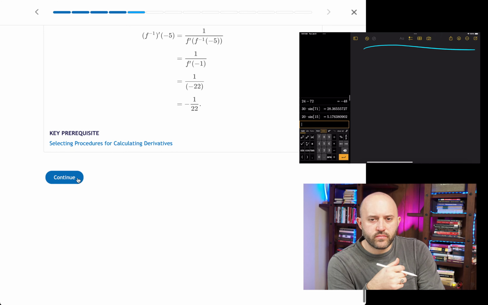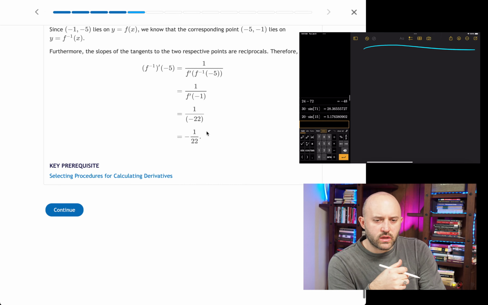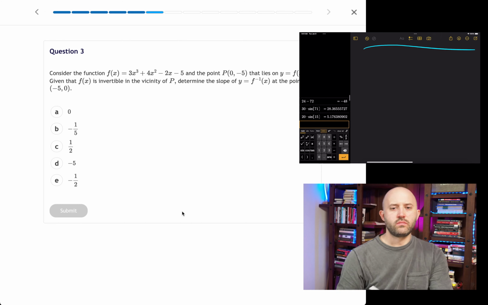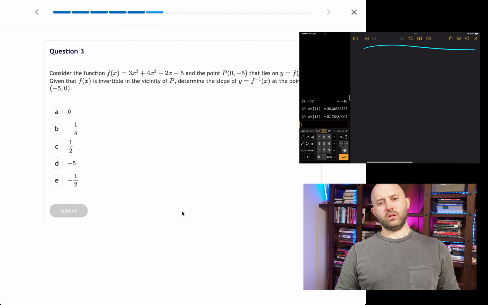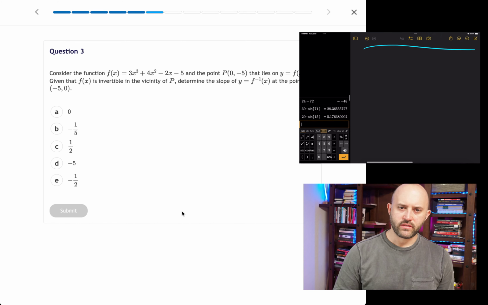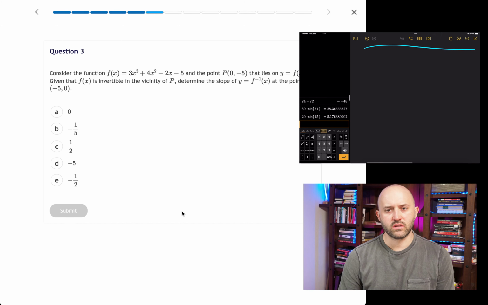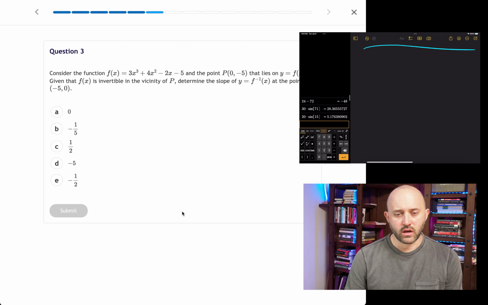Okay, I think I get what happened there. Okay, question for me to demonstrate that I've actually learned it. Let's try it. F of x equals something, and the point lies on this, invertible in the vicinity of P. What's the slope at this point, -5, 0, which isn't? They're not trying to trick me there.